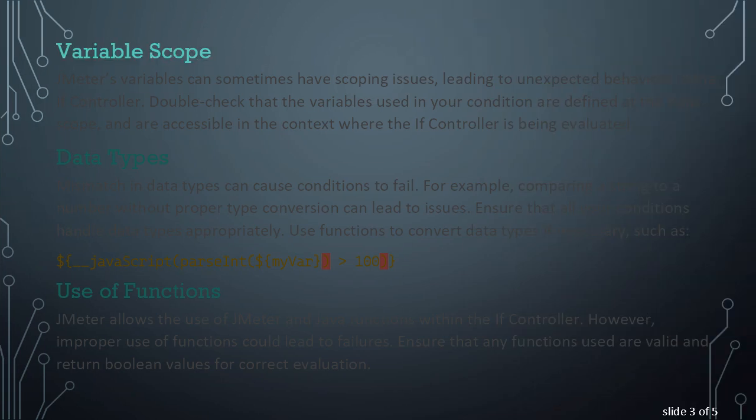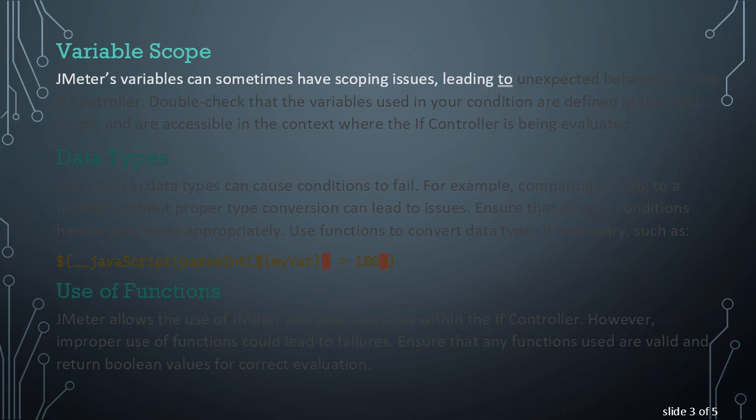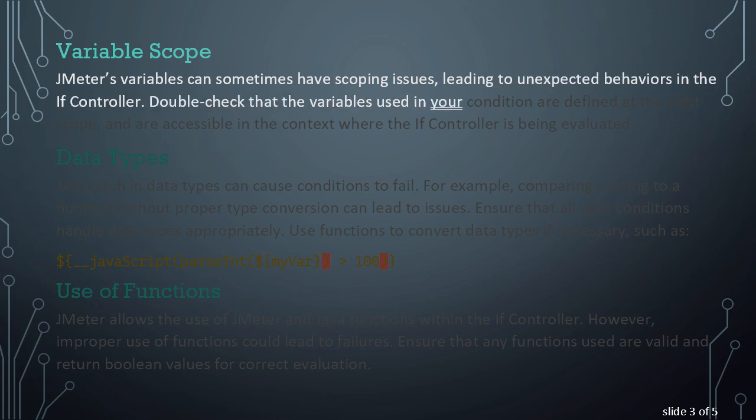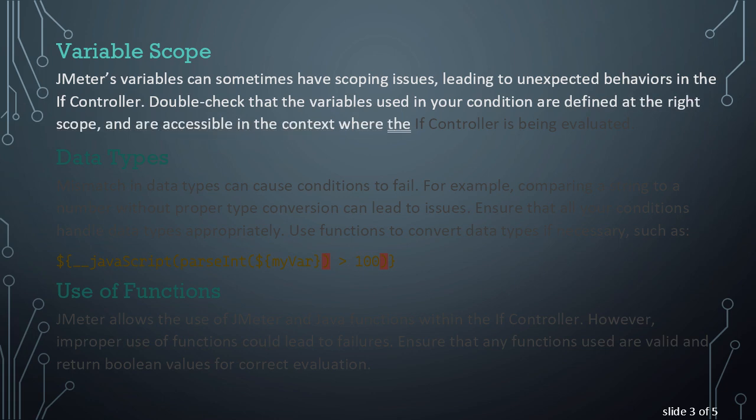Variable scope. JMeter's variables can sometimes have scoping issues, leading to unexpected behaviors in the if controller. Double-check that the variables used in your condition are defined at the right scope and are accessible in the context where the if controller is being evaluated.